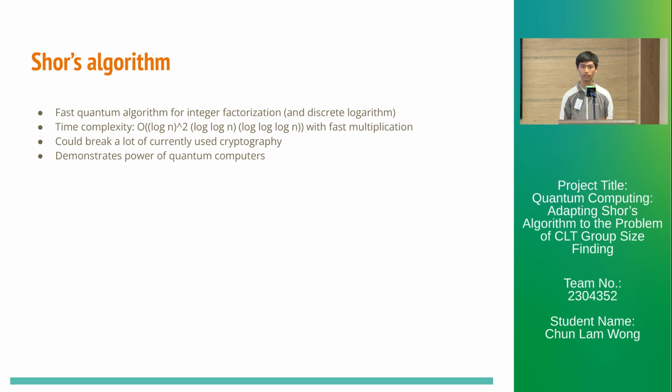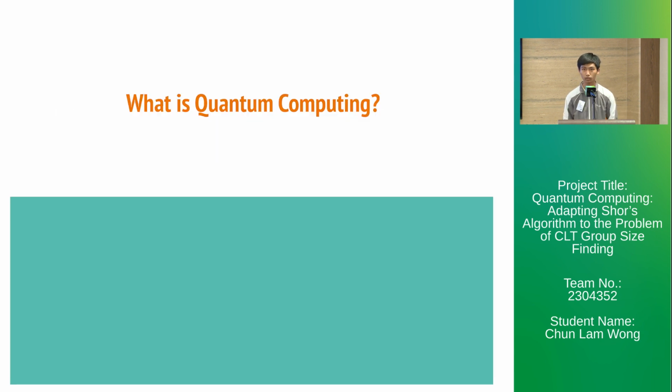However, in contrast to these classical algorithms, Shor's algorithm is a very fast quantum algorithm to factor integers, and it can factor integers in polynomial time. So this shows how quantum computers could offer an advantage over classical computers in some problems. To understand quantum computing, we must first understand what it is.